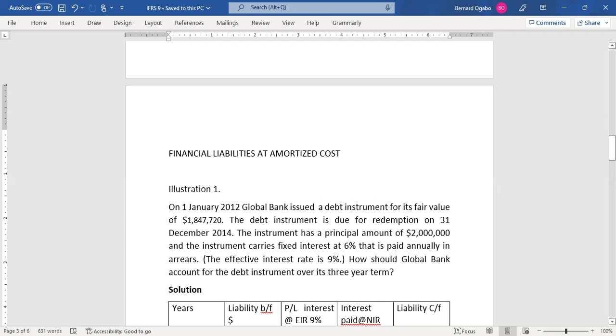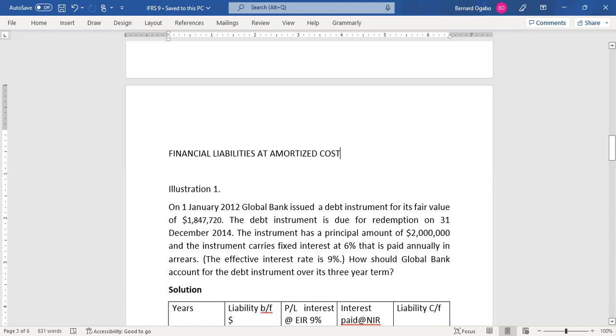So for financial liabilities at amortized cost, remember that IFRS 9 says initial recognition of a financial instrument is at fair value, that is, at cost. Subsequently, for financial liabilities, you should measure them at amortized cost, unless you've explicitly stated at the beginning that you're going to measure them at fair value through profit or loss. The part of financial liabilities always tested in ACCA and university exams is financial liabilities at amortized cost.